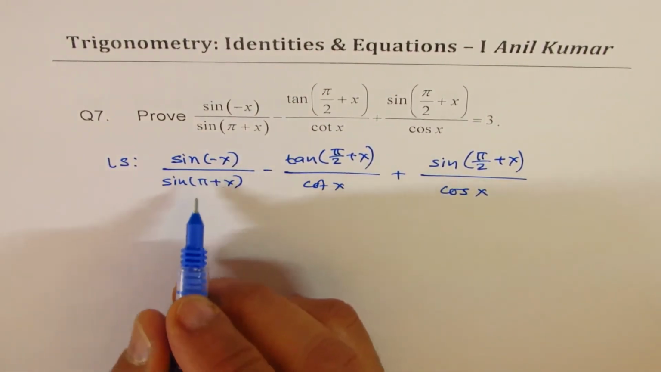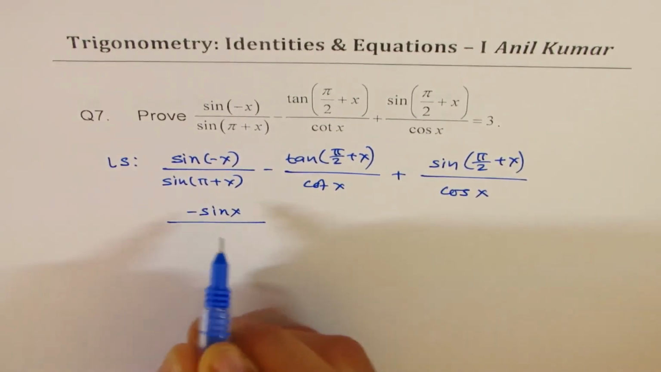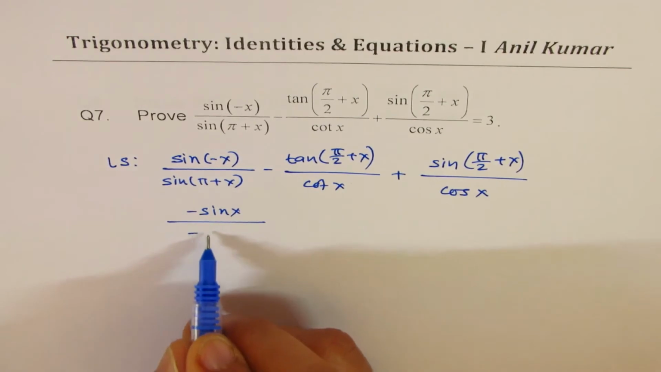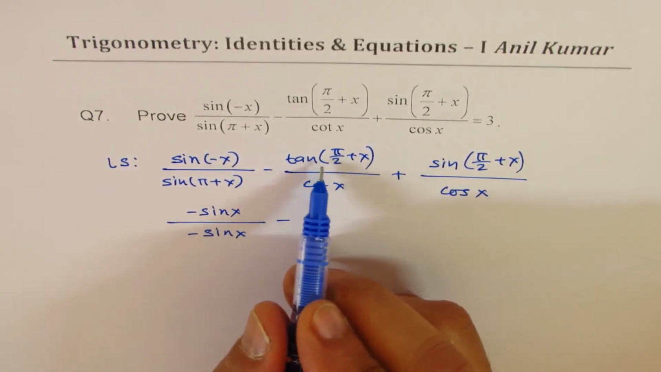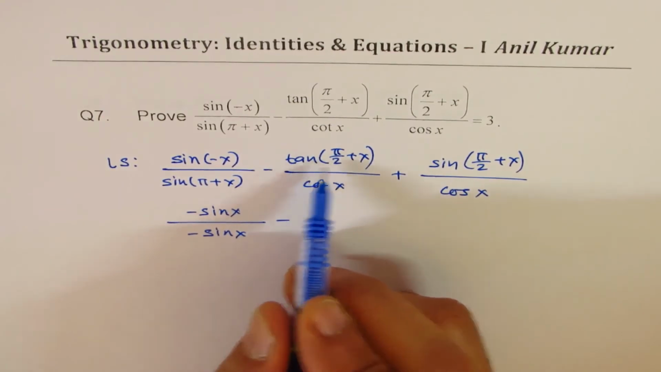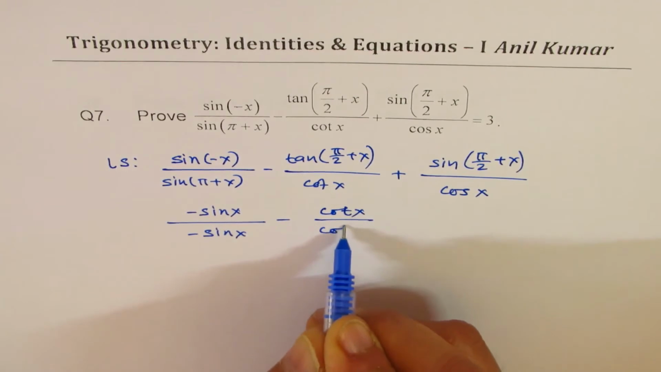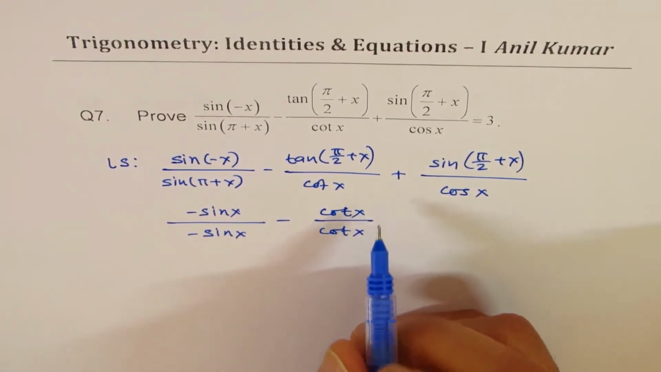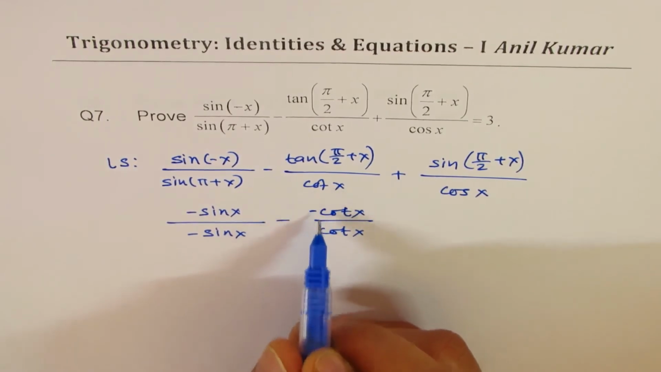So sin(-x) is actually minus of sin x. And sin(π+x) is also minus sin x. And here we have cotangent. So tan becomes cotangent, so the numerator becomes cot x. We already have cot x in the denominator. Since it is π/2+x, it is minus cot x.